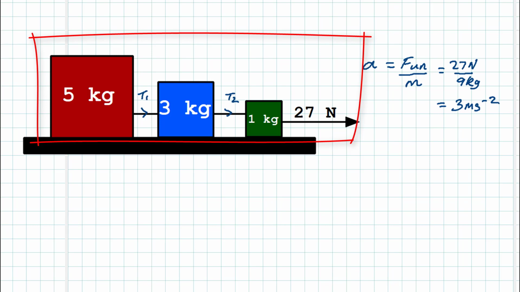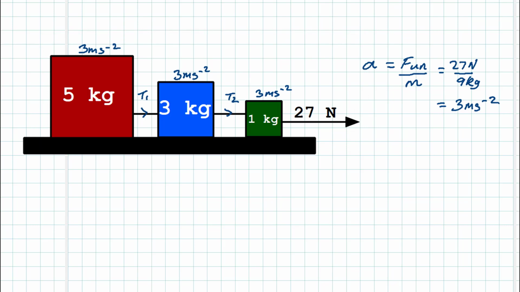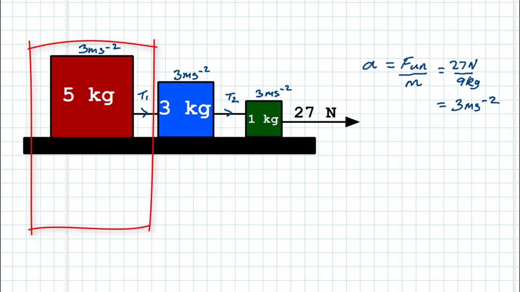Every block in that system will have the same acceleration. So the 5 kilogram block will have an acceleration of 3 meters per second every second. So will the 3 kilogram block, 3 meters per second every second, and so will the 1 kilogram block, 3 meters per second every second. Now, we're asked to find first of all tension T1. So once we know tension T1, we can look at the 5 kilogram block and we can isolate the 5 kilogram block just like that.